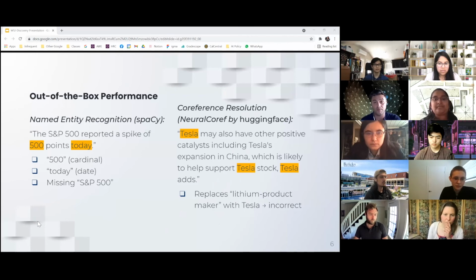And then for co-reference resolution, using the neuralcoref package by Hugging Face, we have the sentence, Tesla may also have other positive catalysts, including Tesla's expansion in China, which is likely to help support Tesla stock, Tesla ads. But this is actually an incorrect resolution of the sentence, because as we'll see later, it's supposed to say lithium product maker for the last two highlighted words, but it replaces it with Tesla, which is incorrect.